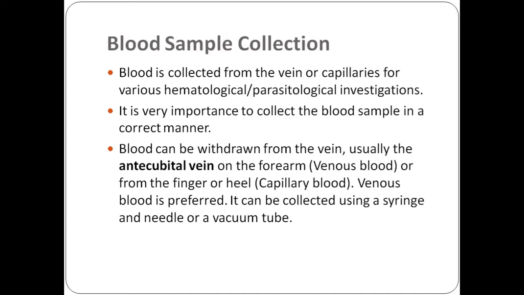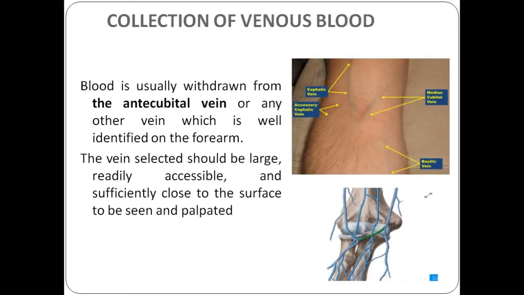On the other hand, we can also collect the blood from the finger or heel. This blood collection is known as capillary blood collection. For accurate examination, venous blood is preferred. Blood can be collected using a syringe and a needle or a vacuum tube. This slide shows the collection of venous blood.